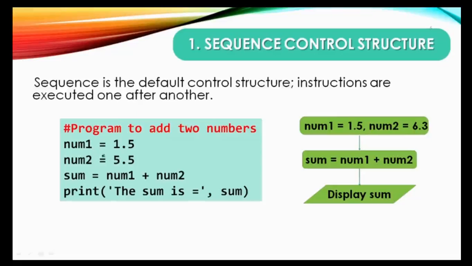Here I have given an example. num1 = 1.5, num2 = 5.5, sum = num1 + num2, print sum is, sum. So first the first statement will be executed, then second, third, and last, fourth. All the four statements will be executed. A flowchart is given here. num1 is 1.5, num2 is 6.3. After executing these two statements, the sum will be calculated, and after calculating, the sum will be displayed. This is sequence execution, in which all the statements will be executed one after another.